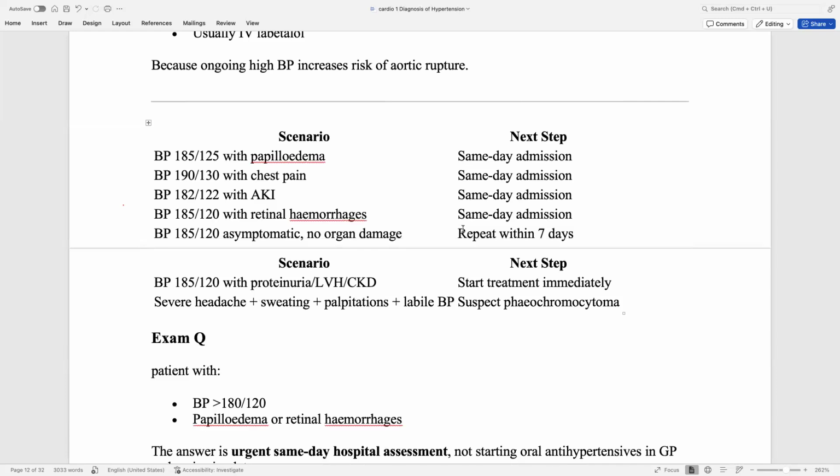Right, these are scenarios. A patient with high blood pressure and papilledema, same day. Chest pain, same day. Acute kidney injury, same day. Retinal hemorrhage, same day. Asymptomatic, no end organ damage, repeat in 7 days, or ambulatory.